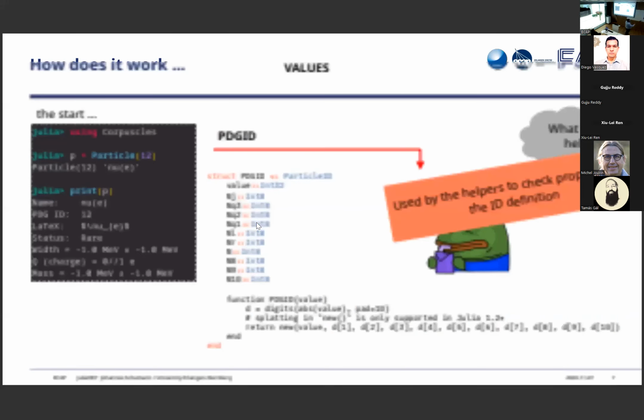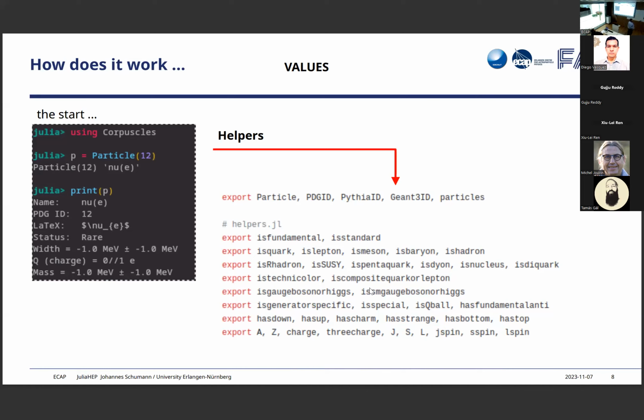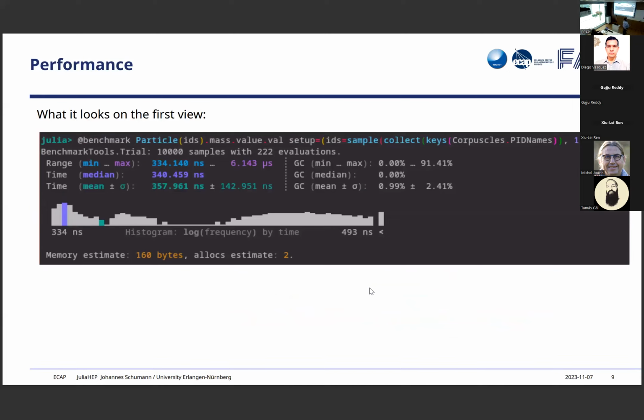As this is a short talk, I was not sure if I could do a real hands-on that would fit in. But here is a short overview. We not only have the PDG ID, we also have a mapping for Python ID and GL3 IDs. And these are mainly the helpers we implemented, which are the main ones to be useful if you want to check what the properties of a particle are. And with that, here is a little benchmark I did.